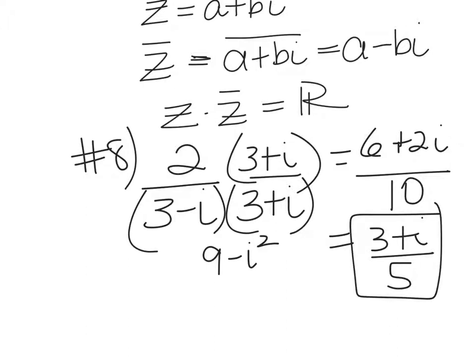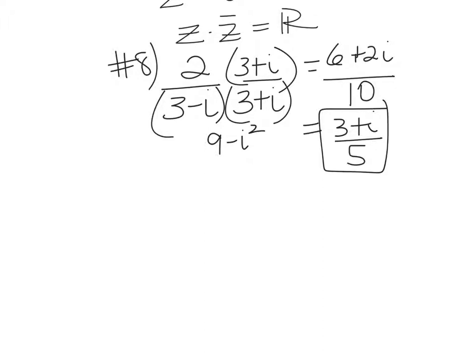There you go. And you're like, okay, why is that 3 plus i over 5 better than 2 over 3 minus i, right? You're not allowed to have i in denominators. It's just a rule. You have to get it out of there. That's the only way you can get it out of there. Number 9.